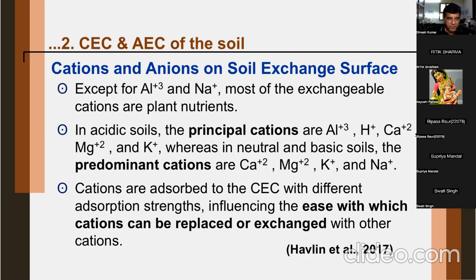Can I ask a question? Can you tell me the cation which has the highest adsorbing strength? Aluminium. Aluminium, correct. And then next?